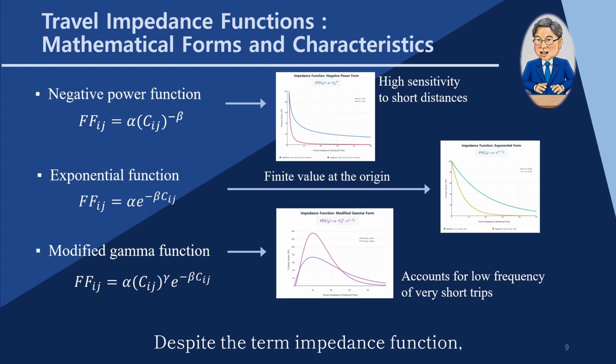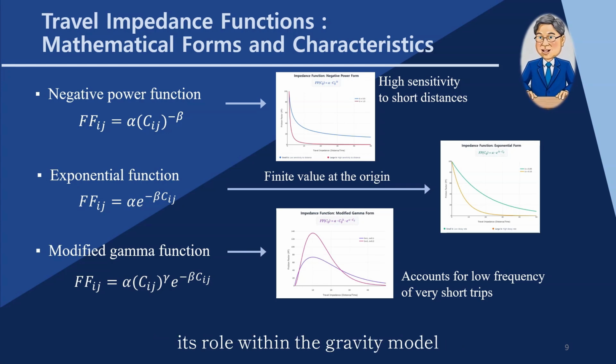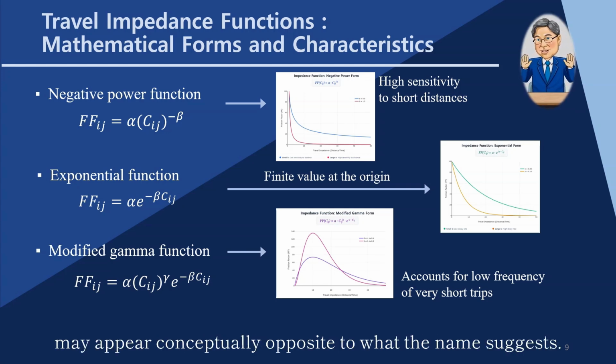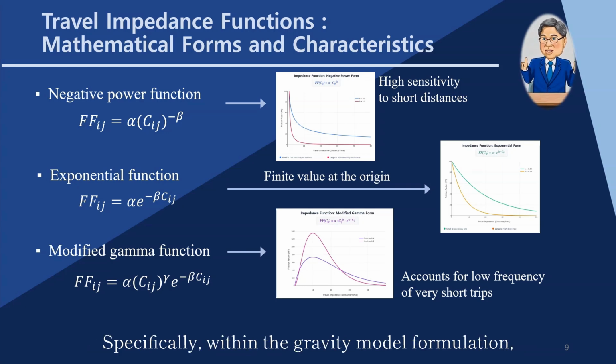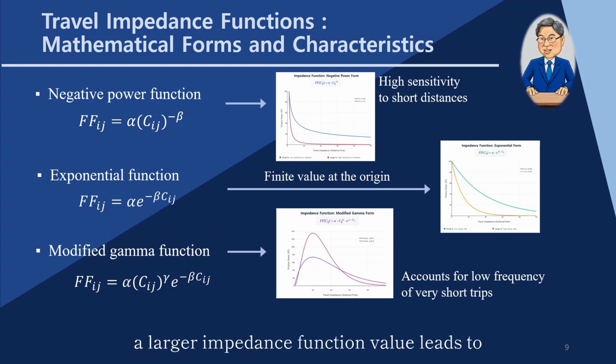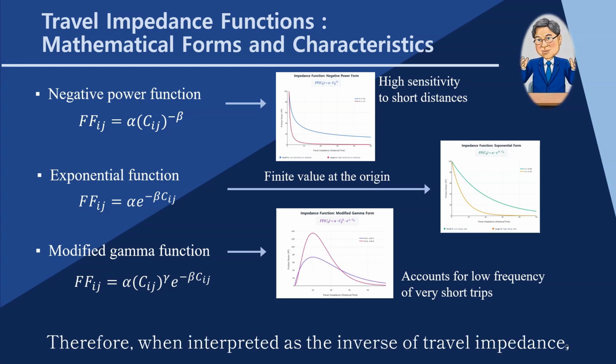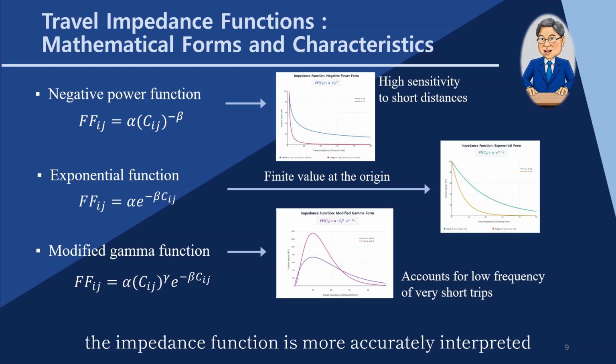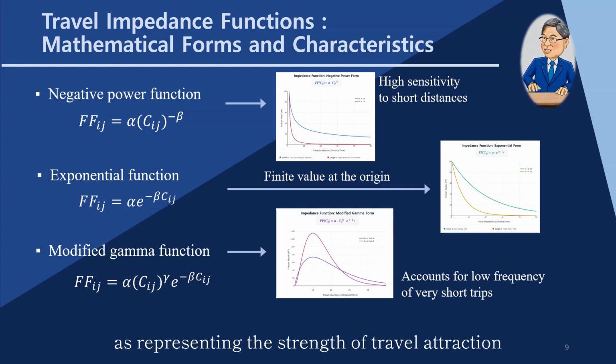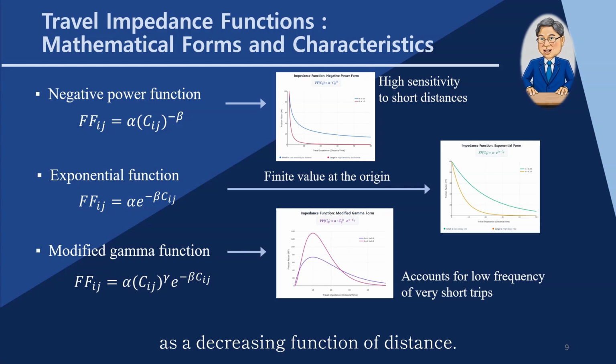Despite the term impedance function, its role within the gravity model formulation may appear conceptually opposite to what the name suggests. Specifically, within the gravity model formulation, a larger impedance function value leads to a greater volume of trips distributed to an activity destination. Therefore, when interpreted as the inverse of travel impedance, the impedance function is more accurately interpreted as representing the strength of travel attraction as a decreasing function of distance.